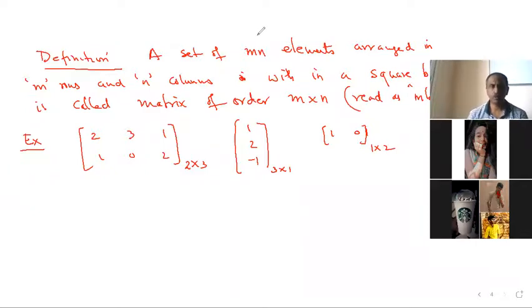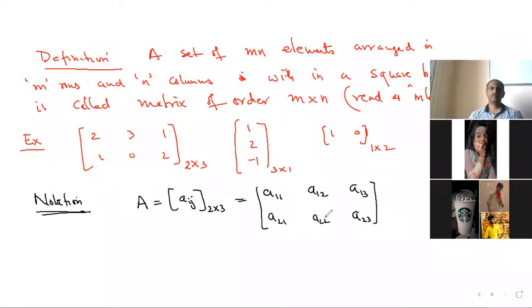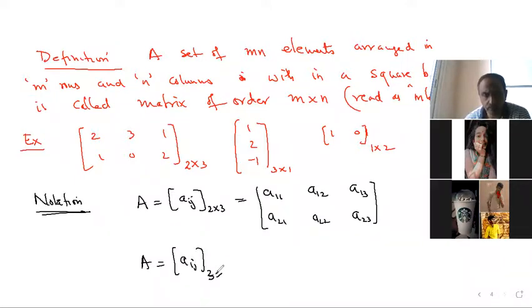Then notations. What are the notations we use? We write like this: A is equal to Aij, let's say 2 by 3. If I write like this, it is automatically understood. It is a matrix. It has two rows and three columns. Suppose I write Aij 3 by 2. It means it has three rows: A11, A12, A21, A22, A31, A32.